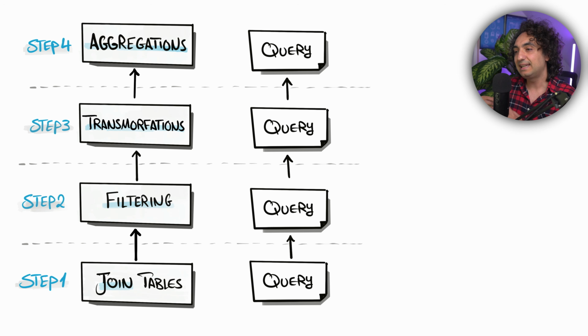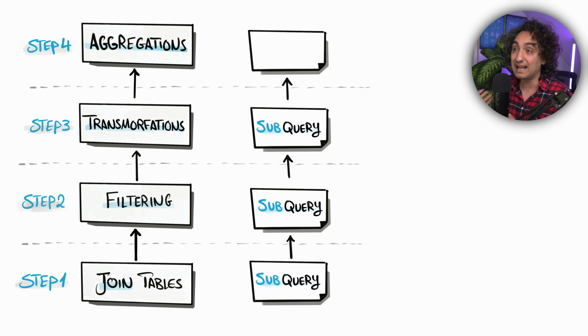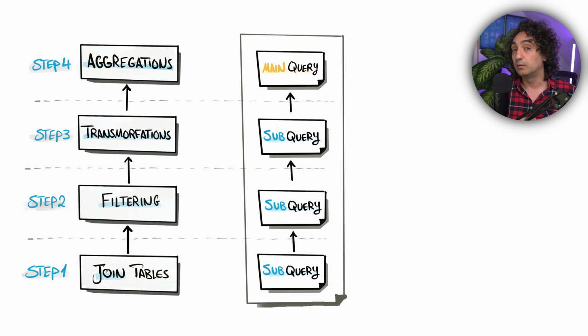Since each step is like a preparation for the next step, we can say each of those queries is a subquery. So for step 1, step 2, step 3, we have subqueries, and they are all doing calculations and preparations for the last step, the aggregations, and we call the last step the main query. And of course, the whole thing can exist in one single query.